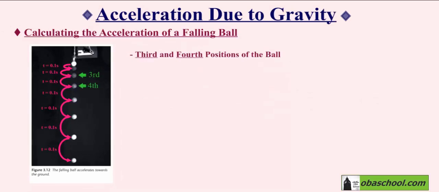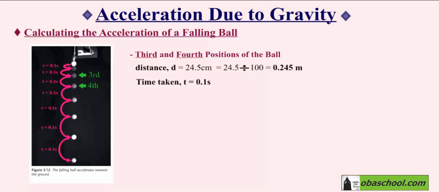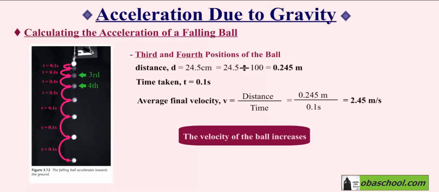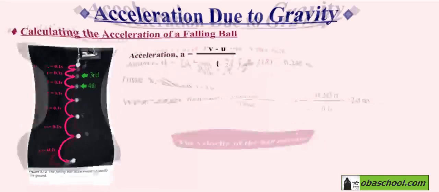Now the third and fourth positions of the ball. Also from the book, we get the distance d equals 24.5 centimeters. We convert it to meters by dividing by 100, so we get 0.245 meters. The time taken t equals 0.1 seconds, so the average final velocity v equals 0.245 meters over 0.1 seconds, which is equal to 2.45 meters per second. And it is clear that the velocity of the ball increases at this position.